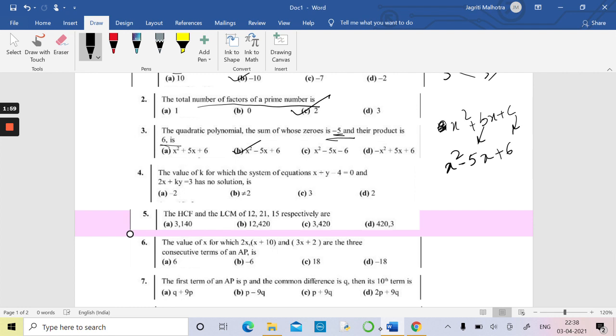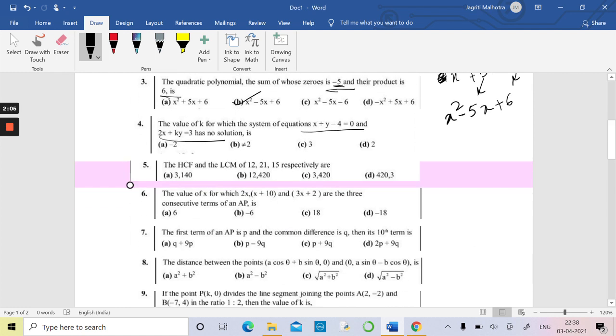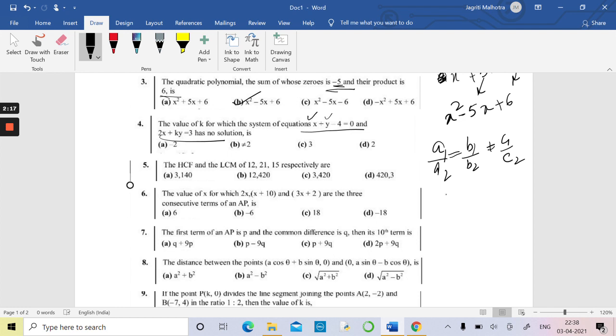The value of k for which the system of equations has no solutions. For a system with no solutions, we know that a1 upon a2 equals b1 upon b2 is not equal to c1 upon c2. Here our a1 is 1, b1 is 1, and c1 is, we can say, 4. And a2 is 2k, and c2 is 3. So the first two ratios should be equal, but not equal to the third. Then that means k should be equal to 2. This is the correct answer.